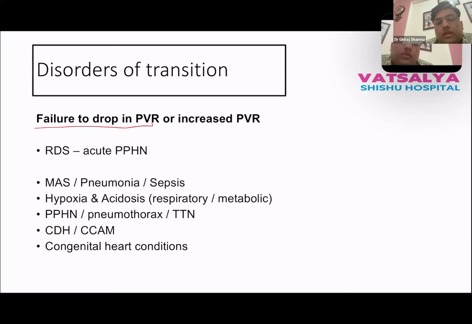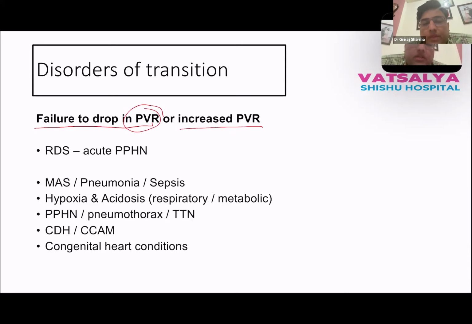Failure to drop in PVR at birth. Sometimes if there is no decrease in PVR for any reason, then the baby will develop PPHN, which we call persistent pulmonary hypertension of newborn. Pulmonary hypertension was there, that should have decreased, but it is persistent. So we call it persistent pulmonary hypertension of newborn. That can happen in RDS babies, because the babies' lungs are still collapsed, the pulmonary vasculature is immature and also collapsed, so there is no decrease in PVR, so PPHN.